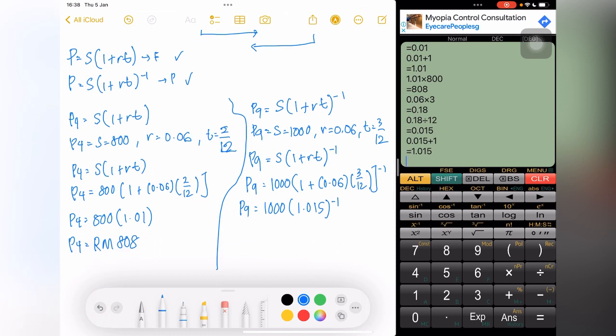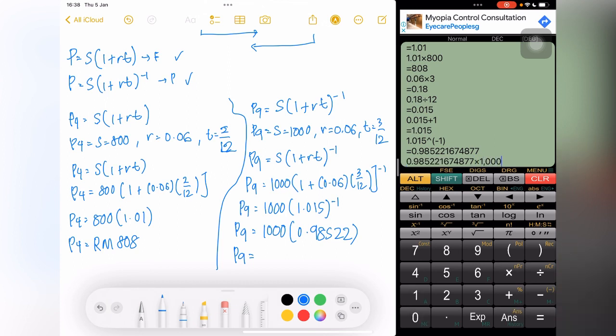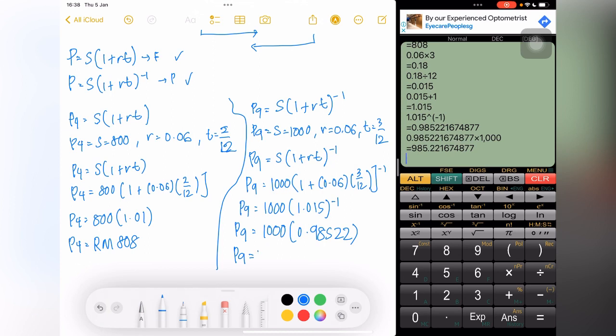So kita settlekan dalam kurungan juga. Okey, dah dapat answer. Kita kuasakan dengan negatif 1, P9 kita dalam kurungan adalah 0.98522. Okay. Ini kita just darab saja. Dapat jawapan tu, answer kita darabkan dengan 1000. So jawapan kita untuk P9 adalah berjumlah RM985.22.